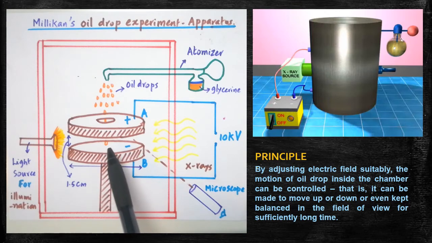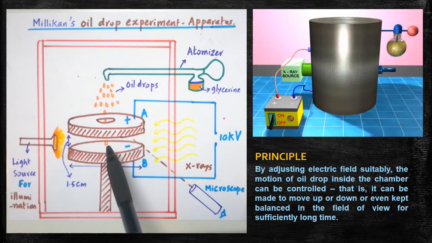And another thing is, after observing the movement of the oil drop, certain mathematical analysis is to be followed. With the help of the mathematical analysis, we are able to find out the charge of the oil drop. Finally, we have to learn what is the principle of the experiment.